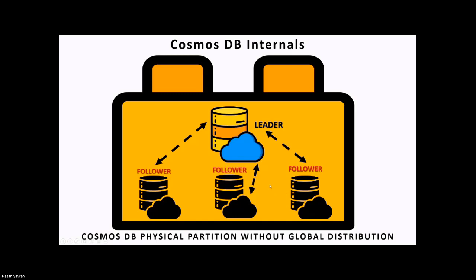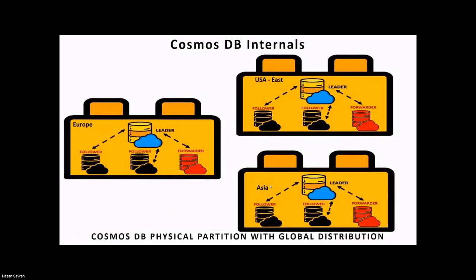How is that going to work? Our plan changes a little bit here. What happens is one of our followers becomes a forwarder. So in here, we have Europe, United States East, and Asia. Whenever a change comes to Europe, and let's say a new column or new data came in, it goes to the leader, then it's going to go to the forwarder. Then the forwarder is going to push the data to other physical partitions in other data centers. And that's how Cosmos DB is going to sync the data, and everything is going to be in the same place.